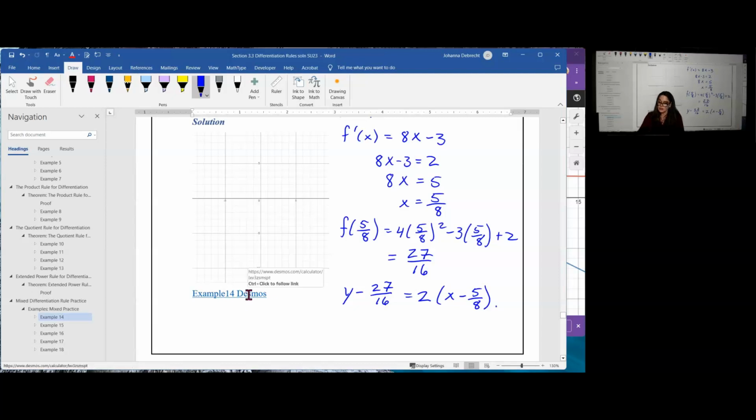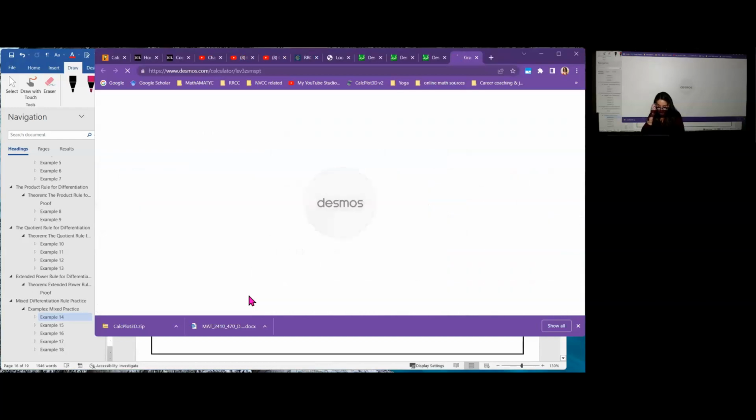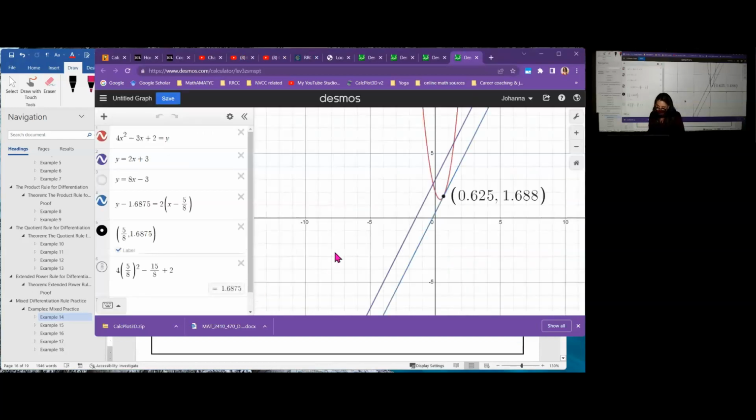Let's go ahead and look at the graph of this one. You can see the parallel line here in purple, and notice that the slope is identical to the slope of the tangent line. And the tangent line is here at that value that I gave earlier.